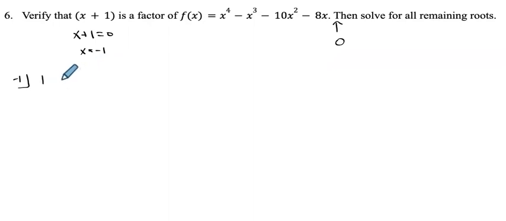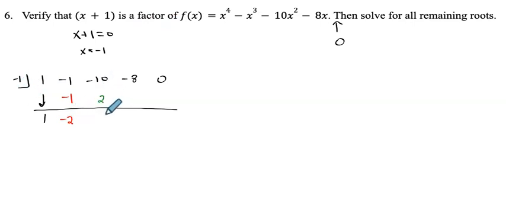I have 1 x to the fourth, -1 x to the third, -10 x squared, -8 x, and then 0. And starting with 1 here. So -1 times 1 is -1, and -1 plus -1 is -2. -1 times -2 is 2, and -10 plus 2 is -8, and -1 times -8 is 8, and -8 plus 8 is 0, and -1 times 0 is 0, and that takes care of that. So that verifies that x plus 1 is in fact a factor.